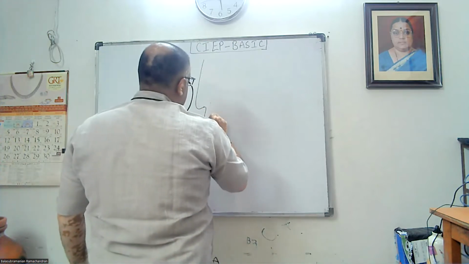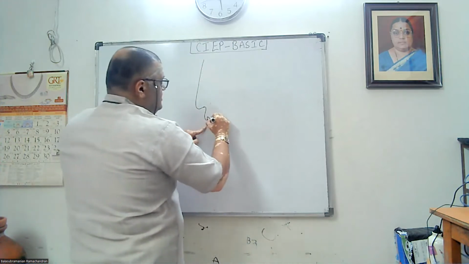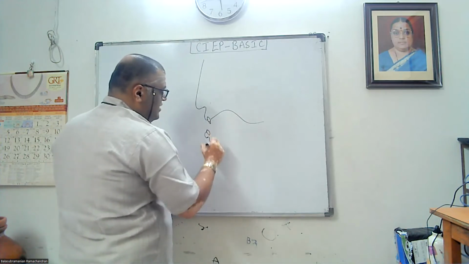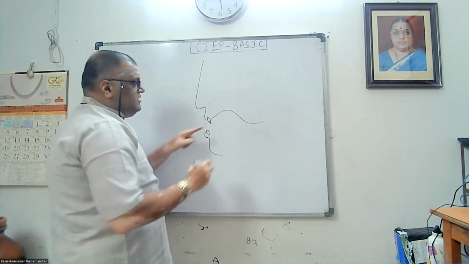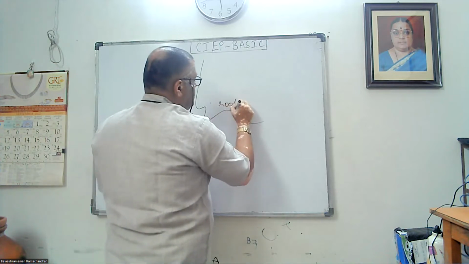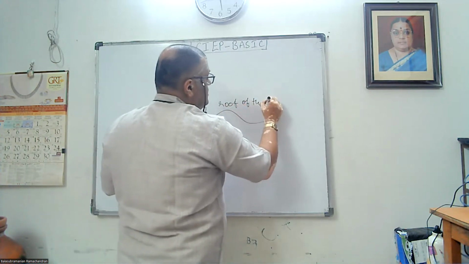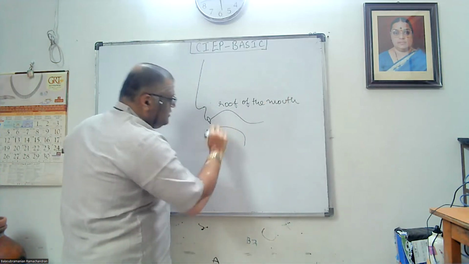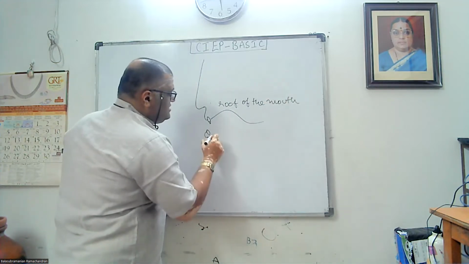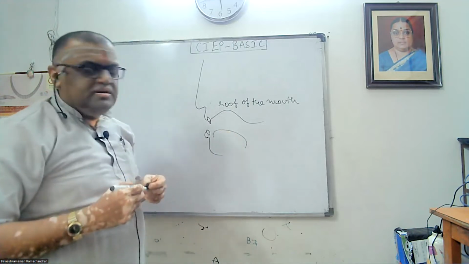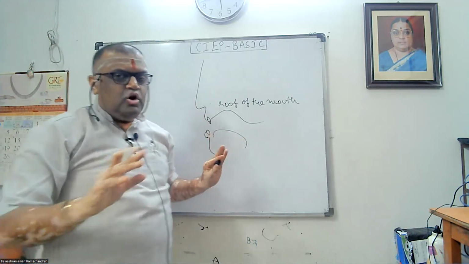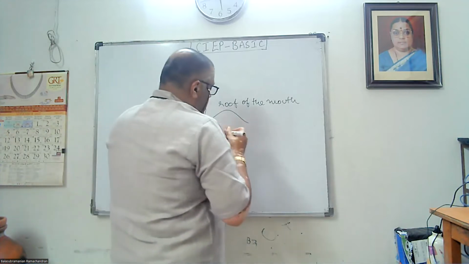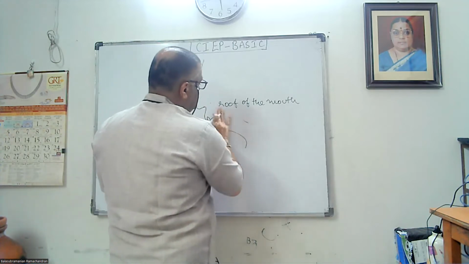Okay, and the upper row of teeth. This is the roof of the mouth. The lower lip and lower teeth, and this is the roof of the mouth. And there is the tongue. This is in neutral position, in resting position. I have not drawn the epiglottis and the other parts. So not so much.